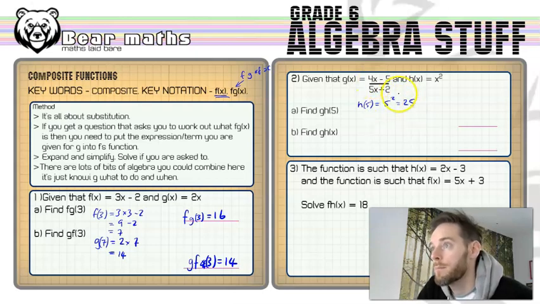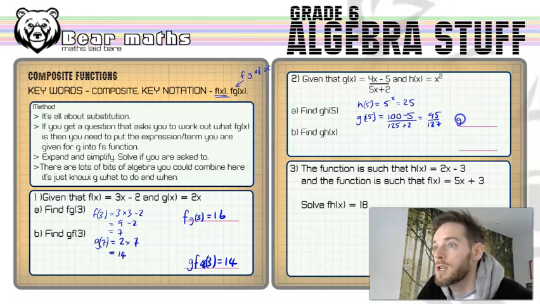Now we're going to pop that 25 value into g's function. So g of 25 is equal to 4 multiplied by 25, or 4 lots of 25, is 100, minus 5, over 5 times 25, which is 125, plus 2. So that would be 95 over 127. So gh of 5 is equal to 95 over 127.